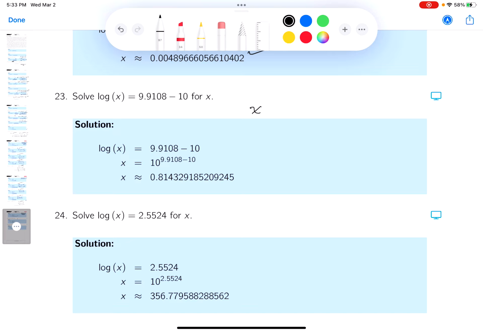Okay, x is equal to 10 to the 9.9108 minus 10. And again, we're just trying to get a feel for it. So the x is going to be between some power of 10. All right, let's take a look at it. 9.9108 minus 10, yeah, approximately about minus 0.1.